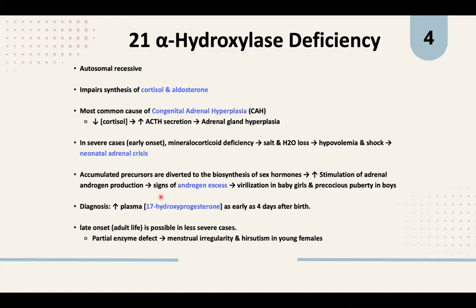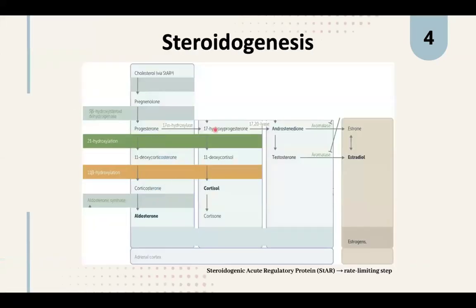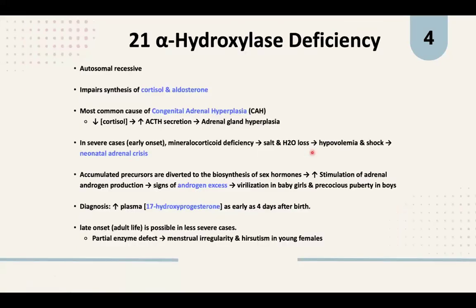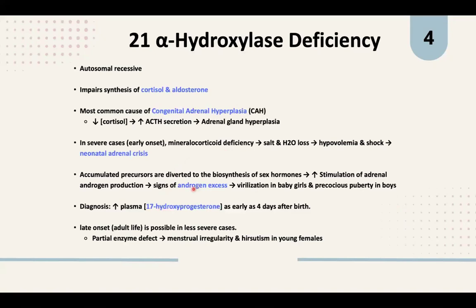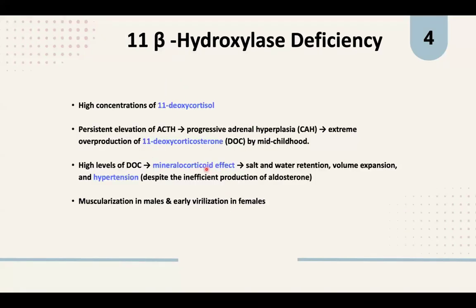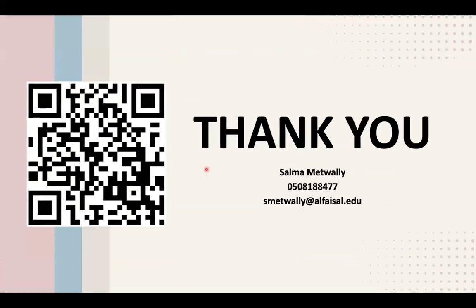And lastly, because you still have some of these going into making androgens like we did in the first one, because you can't really go down here. So some of them go into making androgens. You do have virilization in females and muscularization or big muscles in males. But it's not really as big of an effect as the androgen excess that you see in this one. Okay. That's it for the lecture.